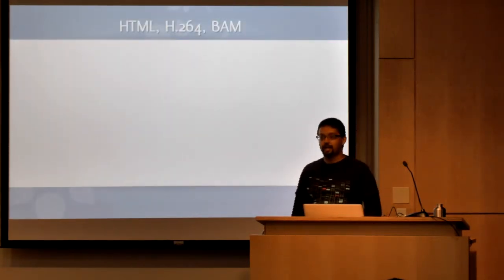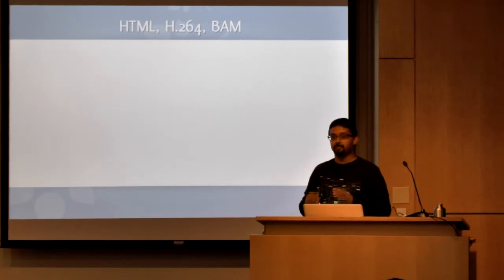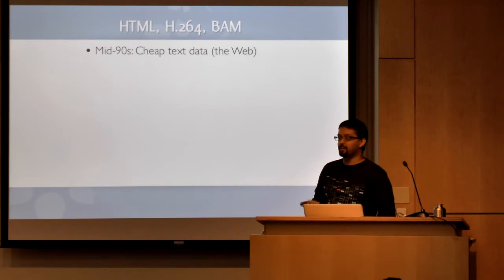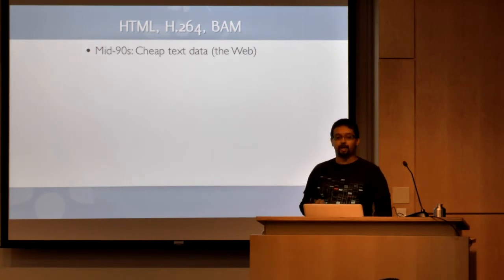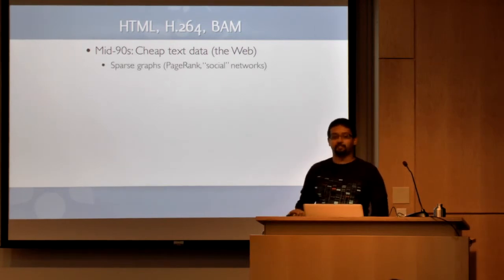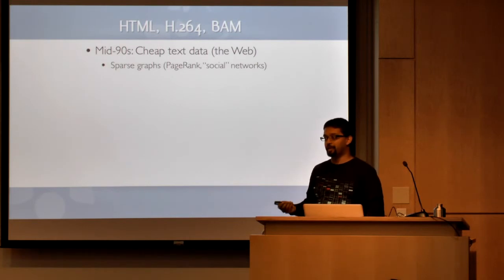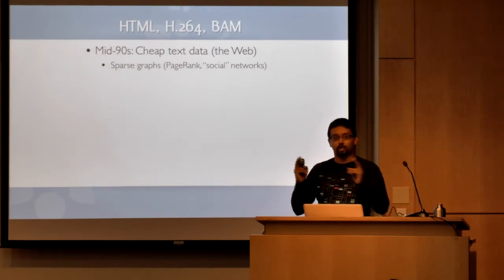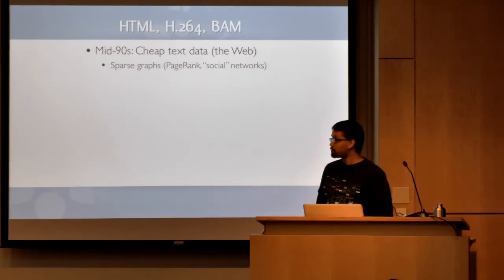What I'm going to argue is that genomics is really going to be the next big fruitful area in machine learning. So if you look at the mid-90s, a lot of the big things that came out of there were characterized by the explosion of the web. In particular, the explosion of cheap text data that you could easily get from the internet. So for example, a lot of algorithms on sparse graphs. PageRank is the most famous, but a lot of more recent algorithms coming out that do learning on sparse graphs and social or recommendation networks.